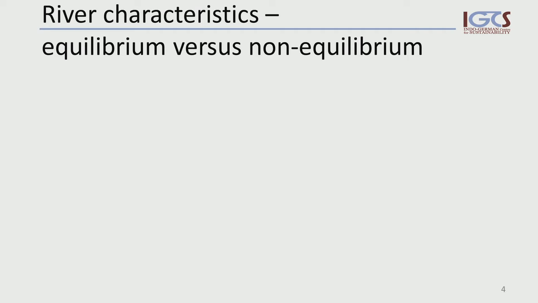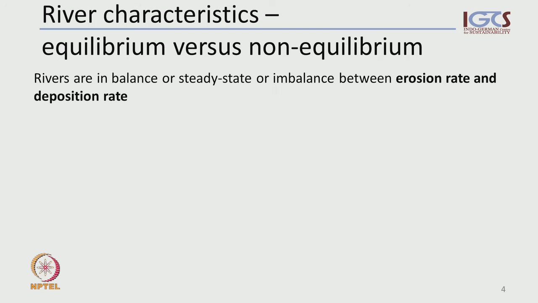We can usually describe rivers as being in equilibrium or in non-equilibrium. And what we mean by this, we want to discuss now. Rivers are in a balance or steady state or imbalance between their erosion rate and the deposition rate. So we are speaking of the removal of sediments and the deposition of sediments somewhere else.